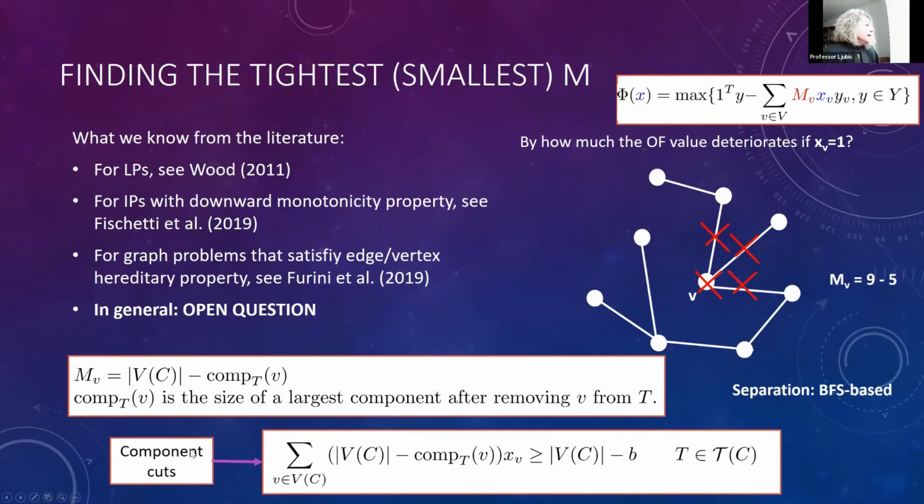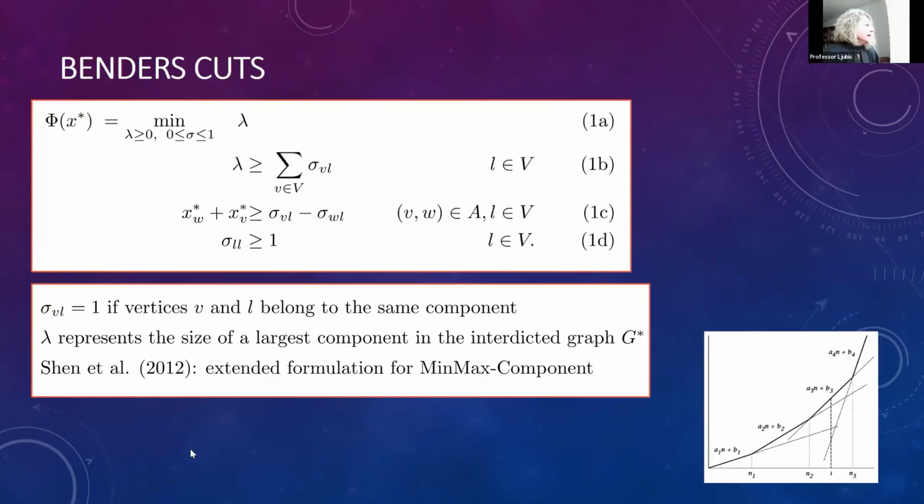The other way is by using the LP duality theory, and that way we can derive Bender's cuts. Alternatively, we could also look into the follower's problem and model it as a minimization problem. This minimization problem is now a pure linear program.